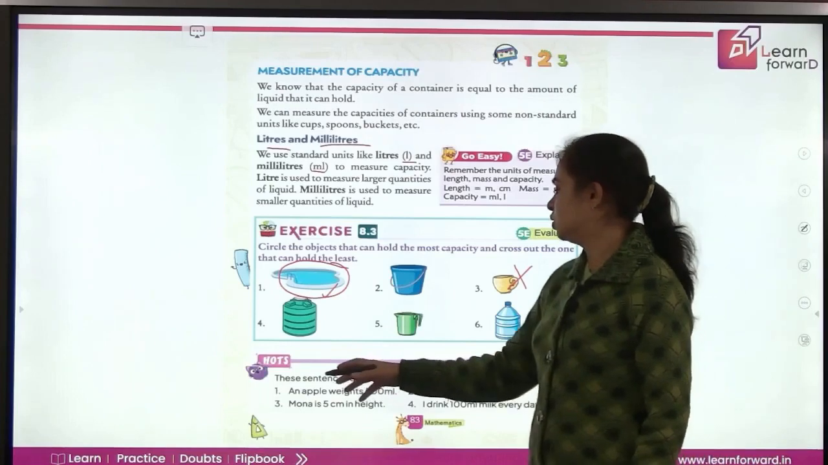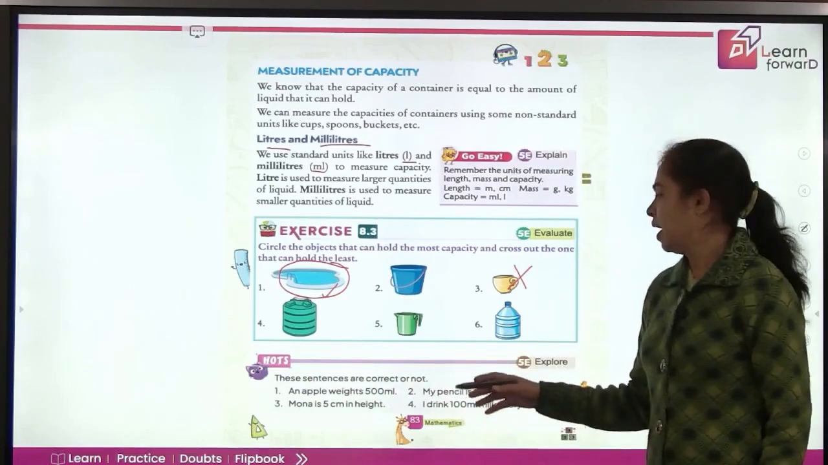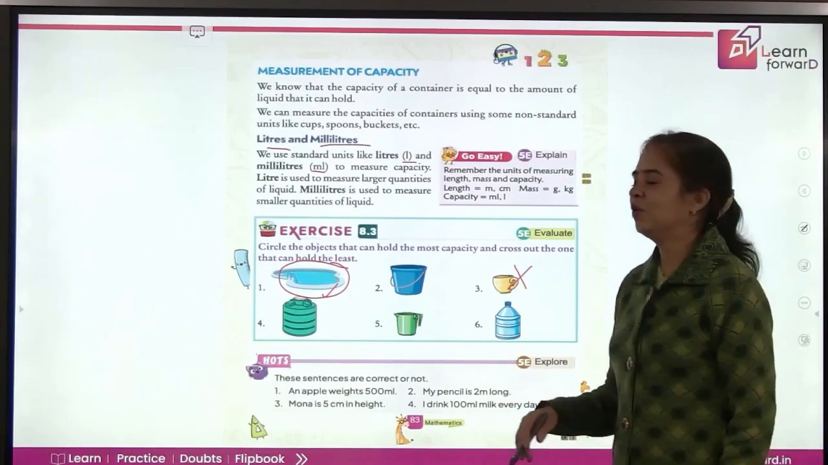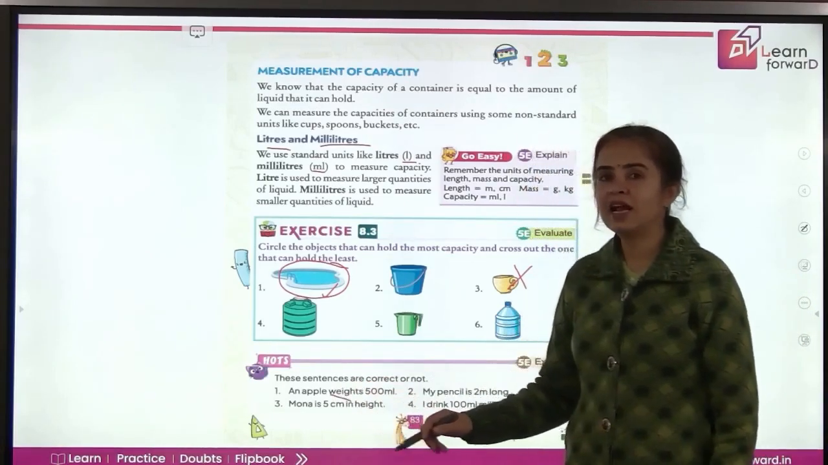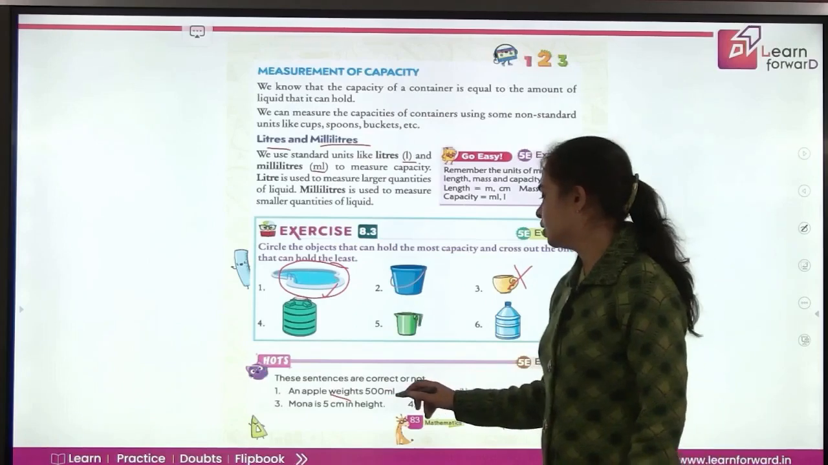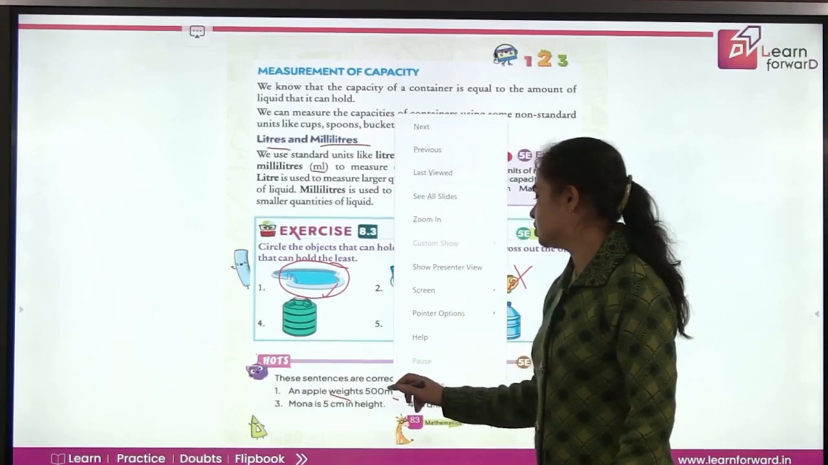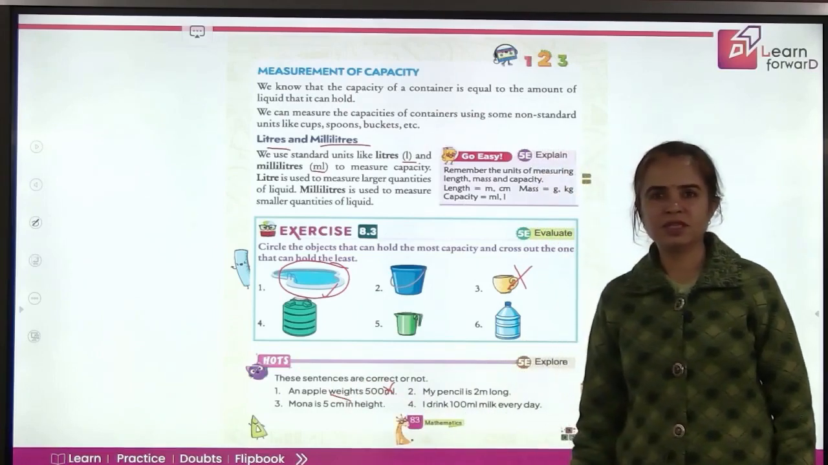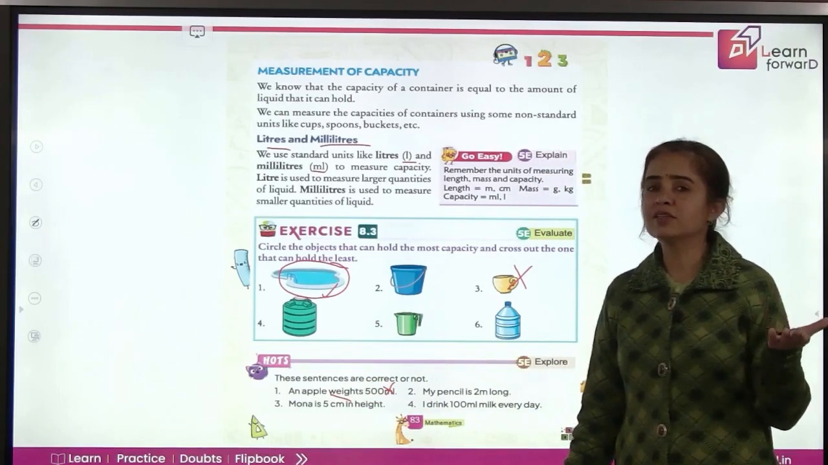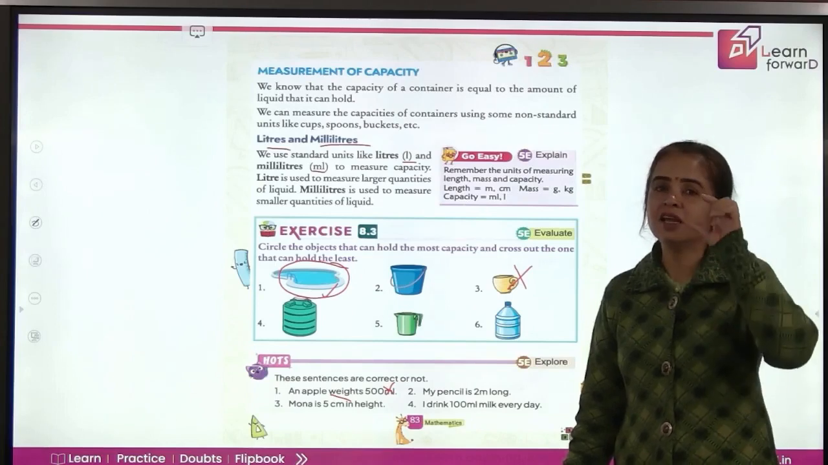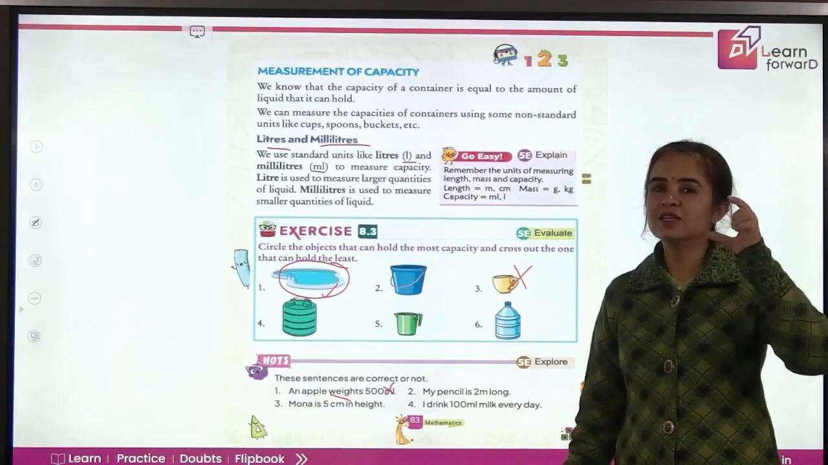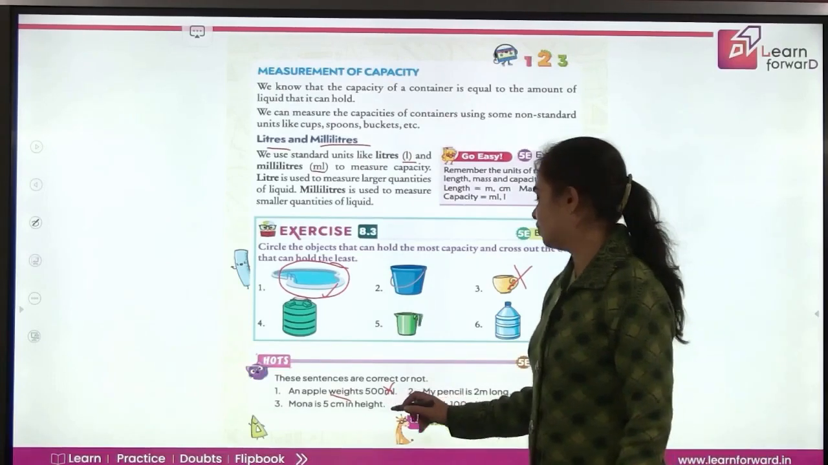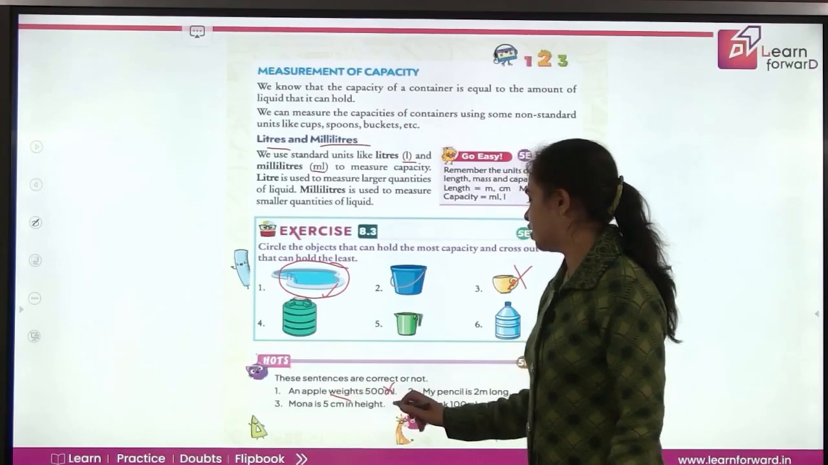Now, odds for you, are these sentences correct or not? An apple weighs 500 milliliters? No. When we talk about weight, that means we are talking about grams. So, this is not correct. Mona is 5 centimeter in height. Can you just look at the scale in your pencil box and see what is 5 centimeter? So, can Mona be just 5 centimeter long? No, she cannot have this height. She cannot be just 5 centimeter tall.